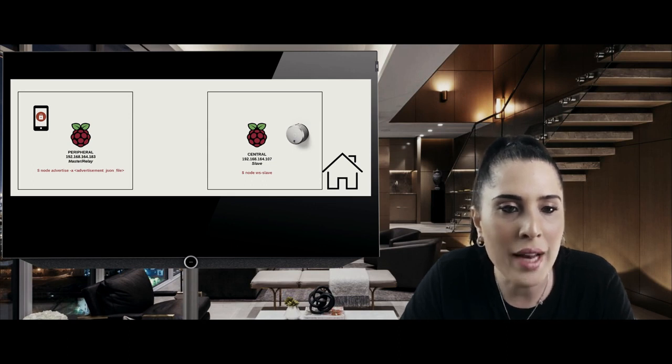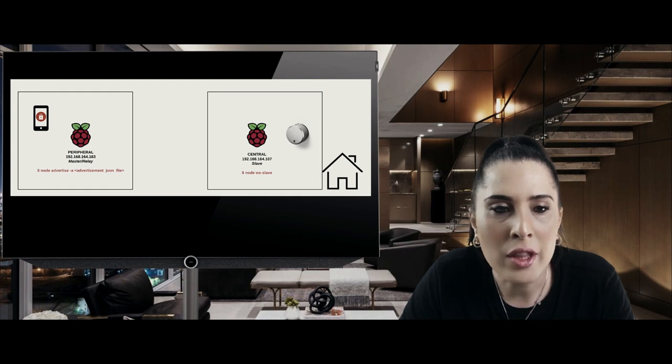So the node advertise command is the one we're going to be running on the peripheral Pi, and that Pi ends in .183. Again, the node advertise command is being run on the peripheral.